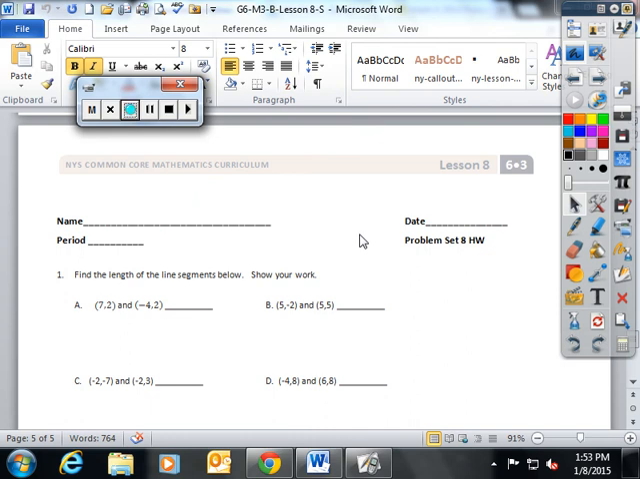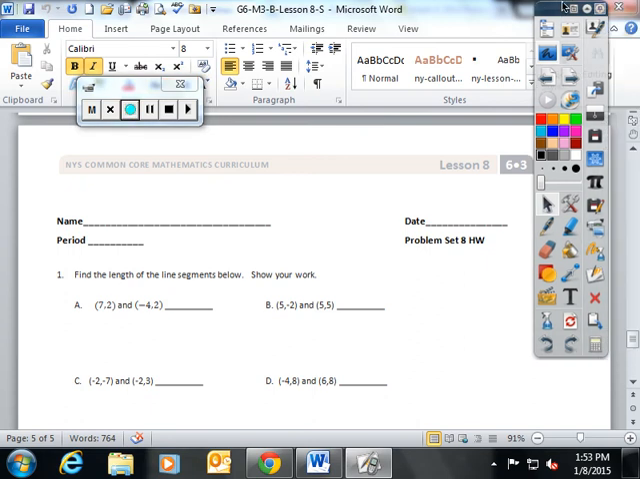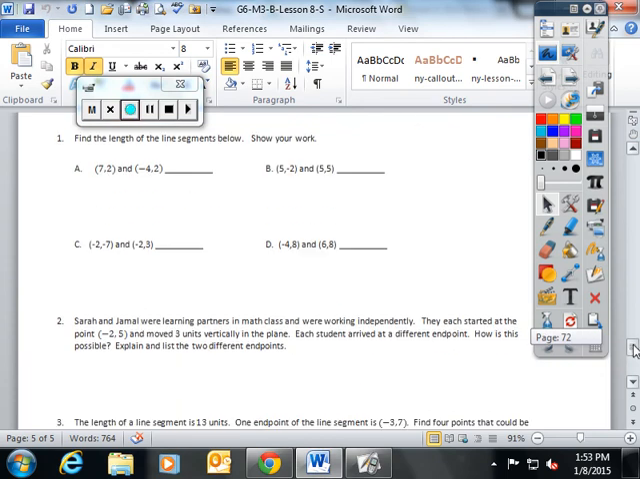In Lesson 8, the students learned about distance on the coordinate plane. This is definitely a challenging topic, but one that I think, after you look at it for a while, starts to make sense. The first 2 points they want us to find the distance of on your problem set are 7, 2, and negative 4, 2.